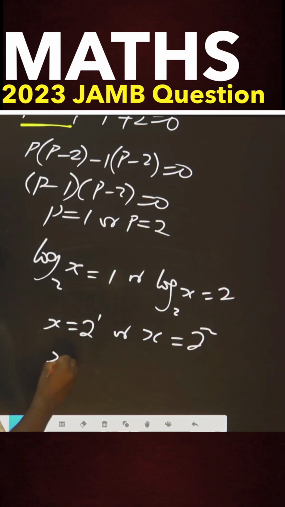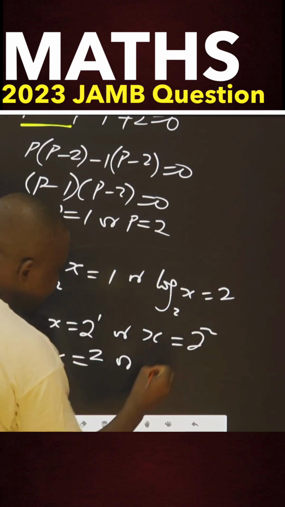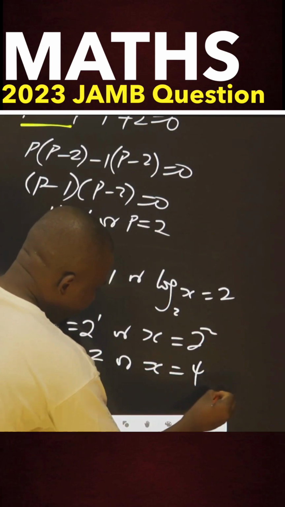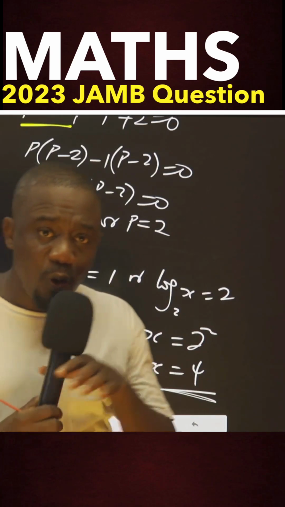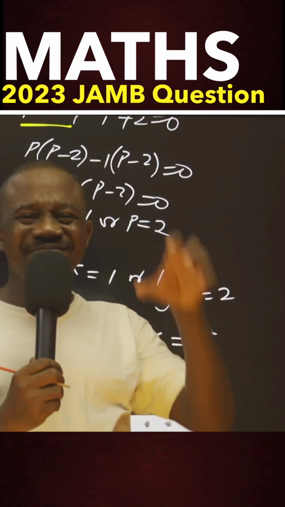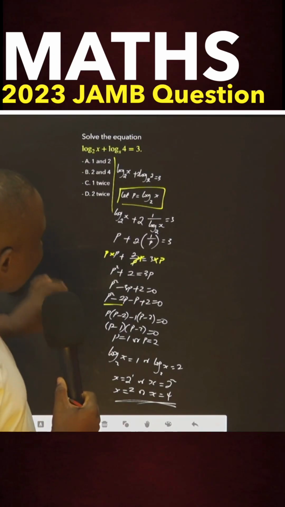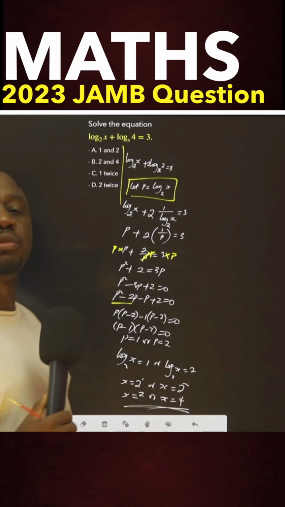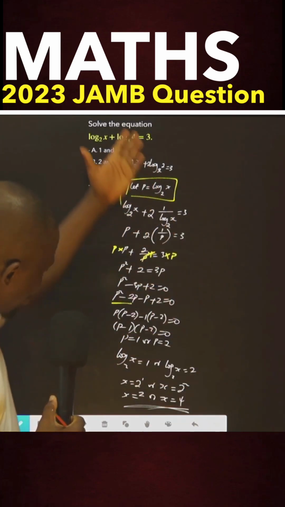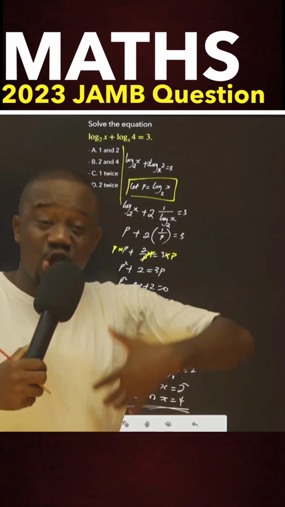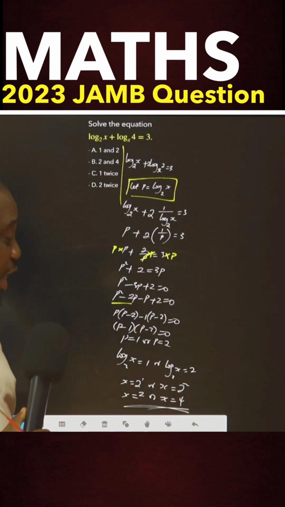It means, therefore, s here is 2, or s here is what? 4. If you don't understand this, go and look at my logarithm videos in this TikTok channel, also in YouTube. You will learn a lot. This is just a rush explanation because I assume you should know what a quadratic equation is.